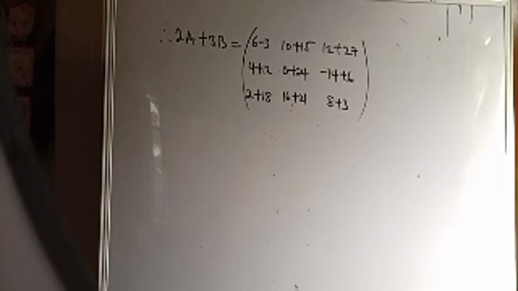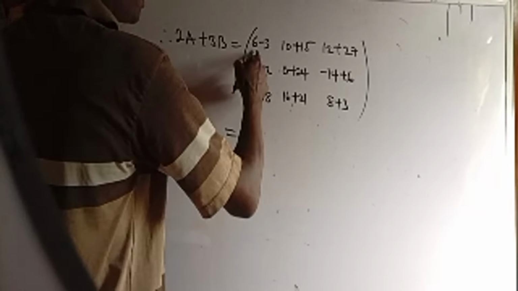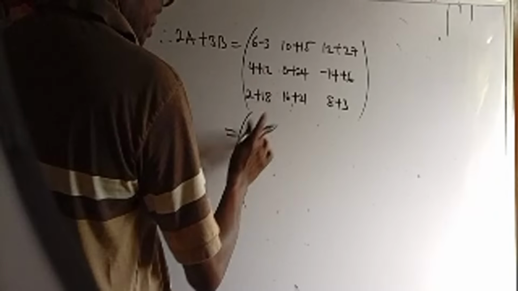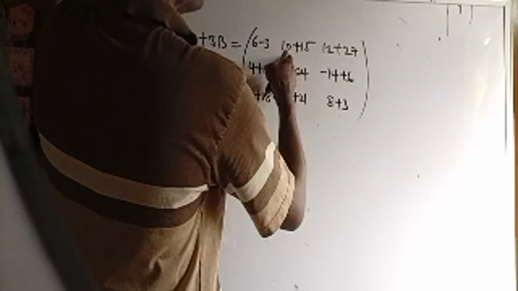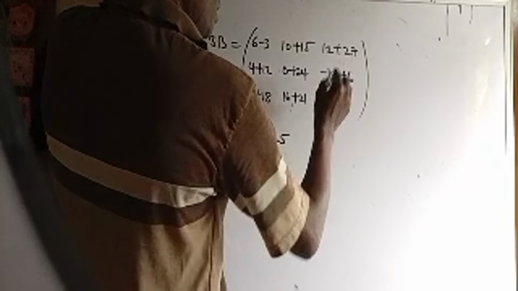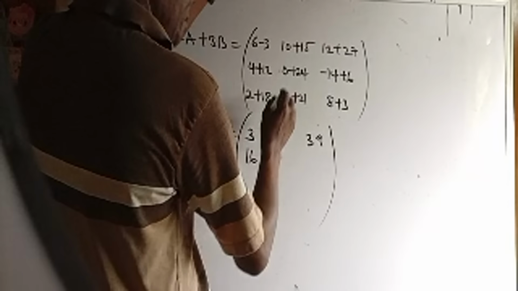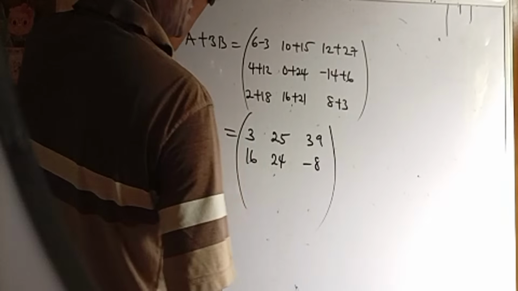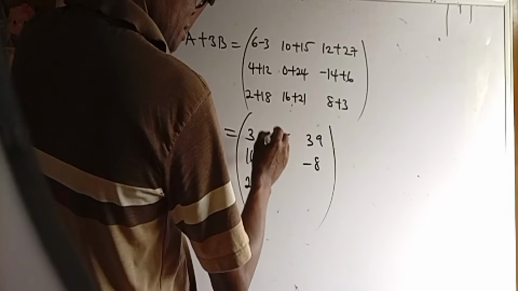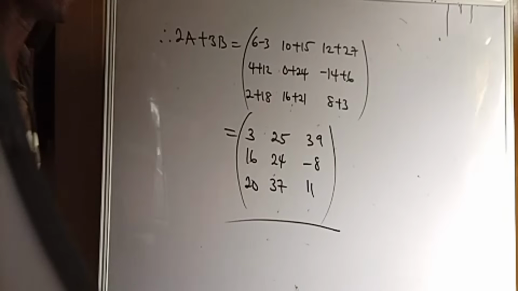Okay. So 6 minus 3 is 3, because 6 is more than 3. 10 plus 15 is 25. 39, good. 16, 24, minus 8, yes. 20, 37, 11. So that is 2A plus 3B.